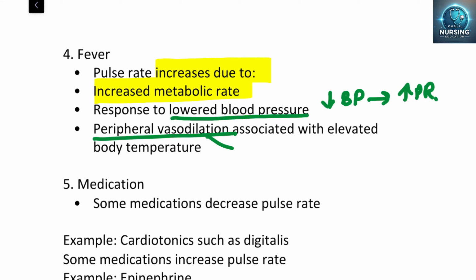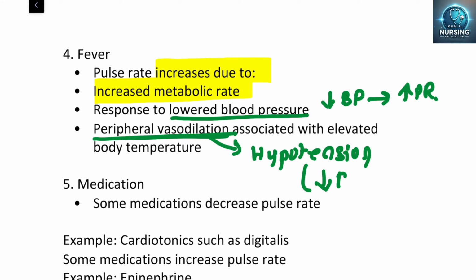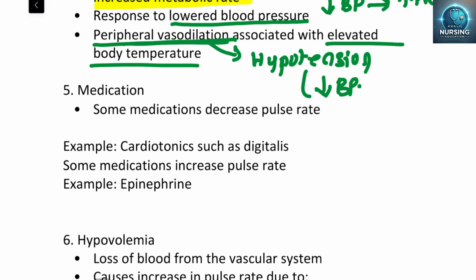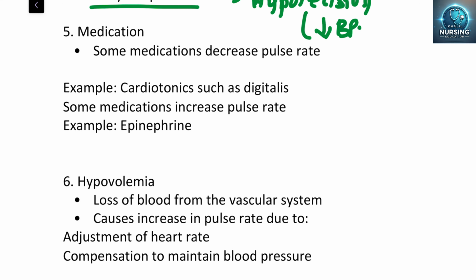Peripheral vasodilation, this is hypotension. So whenever there is a peripheral vasodilation, hypotension occurs. What is the meaning of hypotension? Decreased BP associated with elevated body temperature. Clear? Okay, next, what are the medications that may vary the pulse rate?